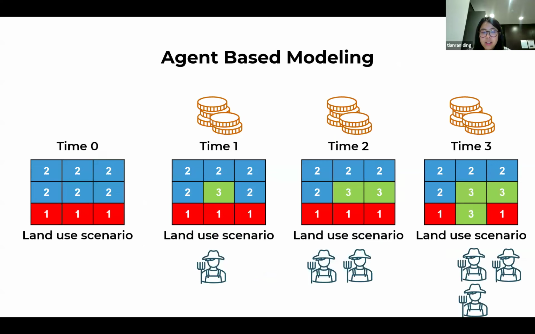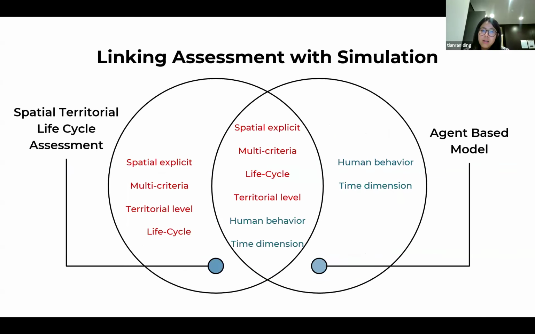So at the initial time series, we have an initial land use scenario, and once the farmers start to adopt the energy crop with the incentives, it will have higher influences and a higher adoption rate over the time series. So this is what can be achieved using an agent-based model. Our aim is to link these two together, using spatial territorial LCA with agent-based modeling, so that we could achieve these features in our model.